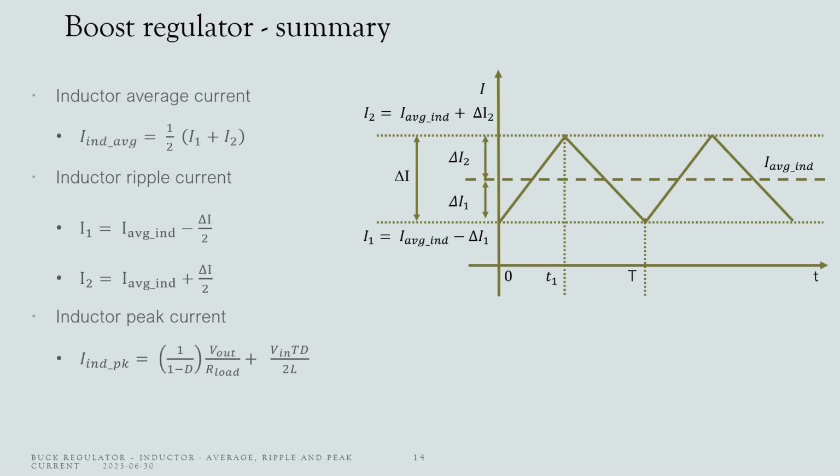To conclude, we can write inductor average current is equal to half of I1 plus I2. Inductor current I1 is equal to inductor average current minus delta I by 2. Inductor current I2 is equal to inductor average current plus delta I by 2. Inductor peak current is equal to 1 by 1 minus d into V out divided by R load plus V in T d divided by 2L.